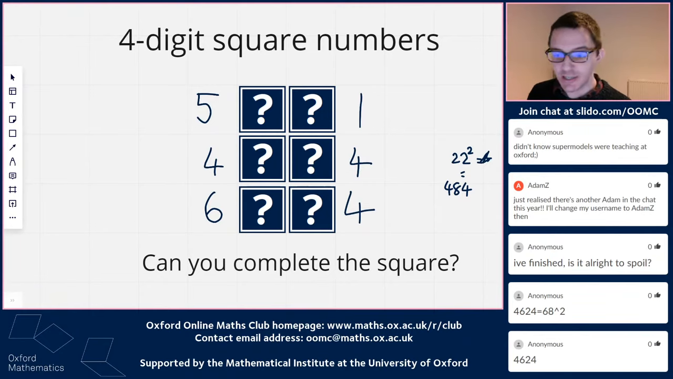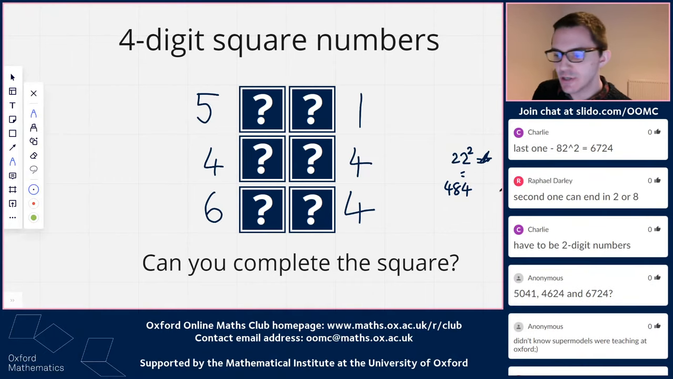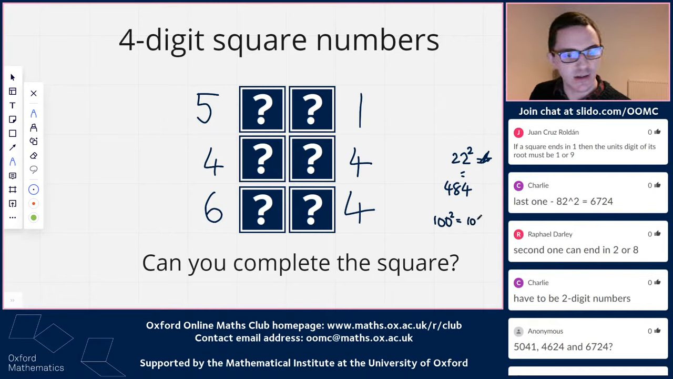Here's a comment from Charlie that says, I think these have to be two-digit numbers. I think that's a really good observation. They have to be two-digit numbers because if it was a three-digit number, then it would be at least 100, and 100 squared is 10,000. That'd be a five-digit number. There'd be too many digits. So these have got to be two-digit numbers.